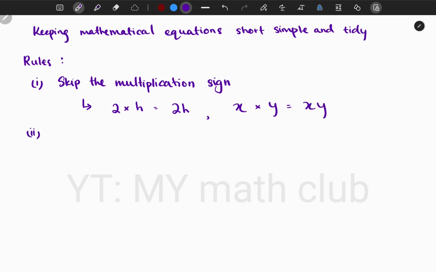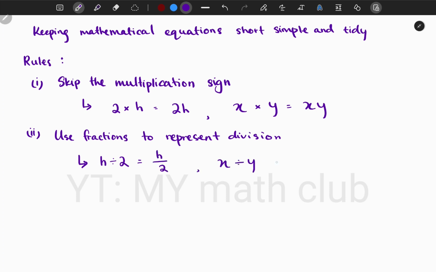The second rule is to use fractions to represent a division, meaning to say, when you have h divided by 2, that's basically h over 2. X divided by y is just x over y. Rule number 3, anything multiplied by 1 is itself. So when you have something like 1h, which is 1 multiplied by h, you can simplify that into just h, and you don't need to write the number 1.